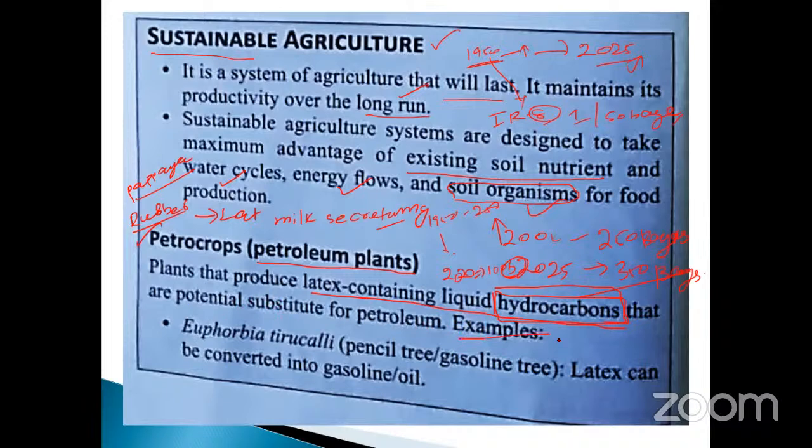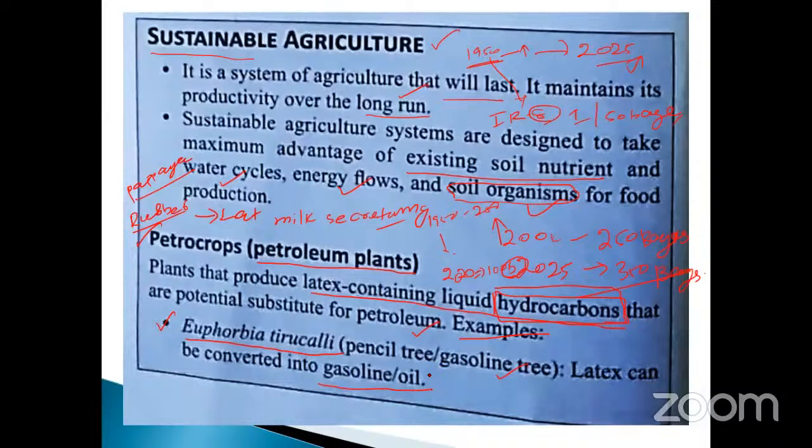Example, Euphorbia tirucalli. Just take an example. This is one of the plants. It is otherwise called the penicillin tree and also the gasoline tree. The latex can be converted into gasoline or oil. This is very, very important.